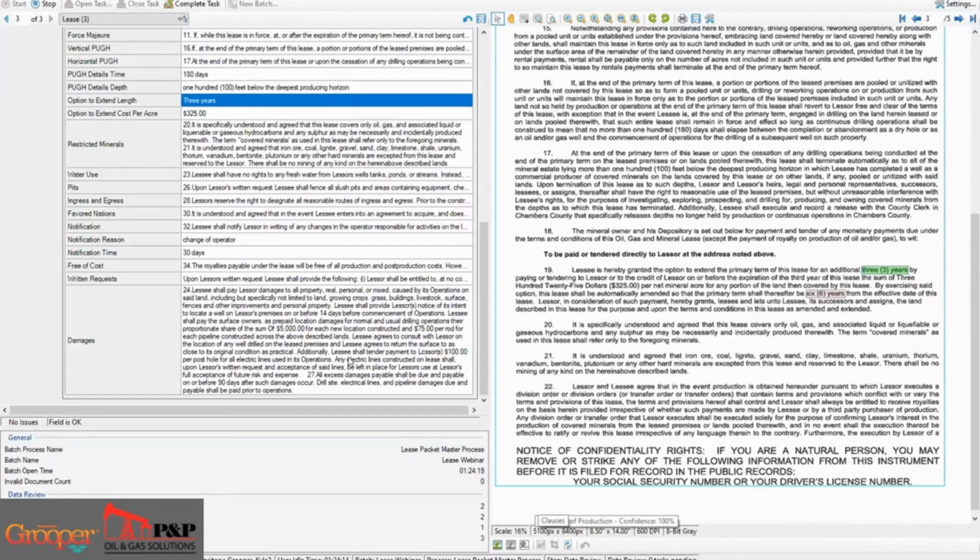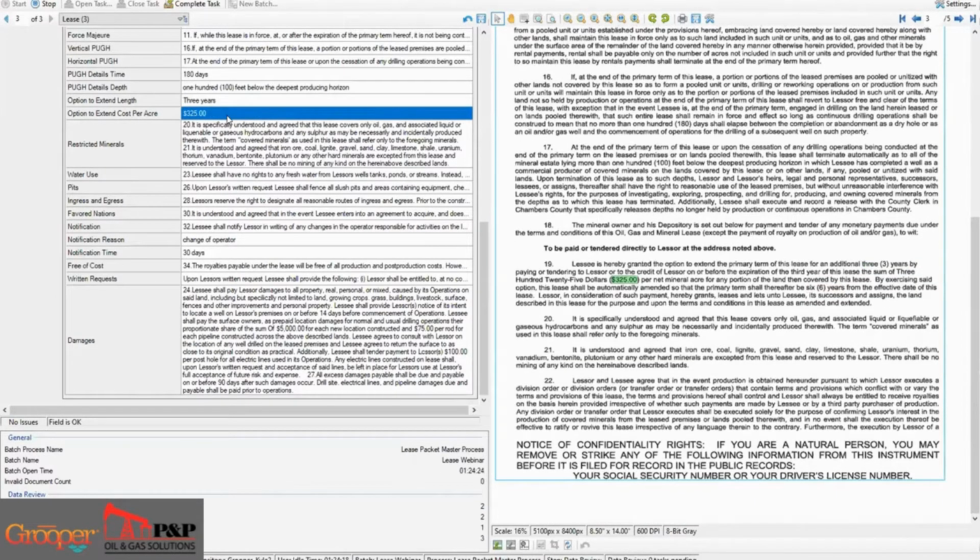So here, I've got a kicker. I've got an option to extend for 3 years at $325 per net mineral acre. That's really all that I care about in this paragraph, or all that the land manager cared about in this paragraph. They don't need the whole one. They know that it needs to be filed before the lease expires. That's standard. So just how long is it for and how much is it going to cost me is what they want to know.